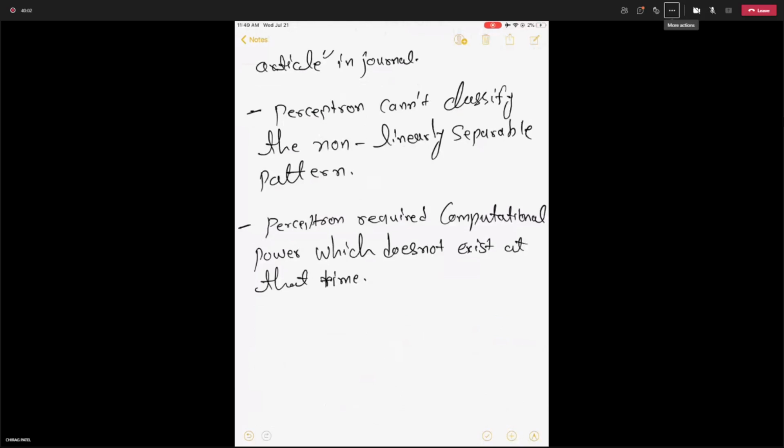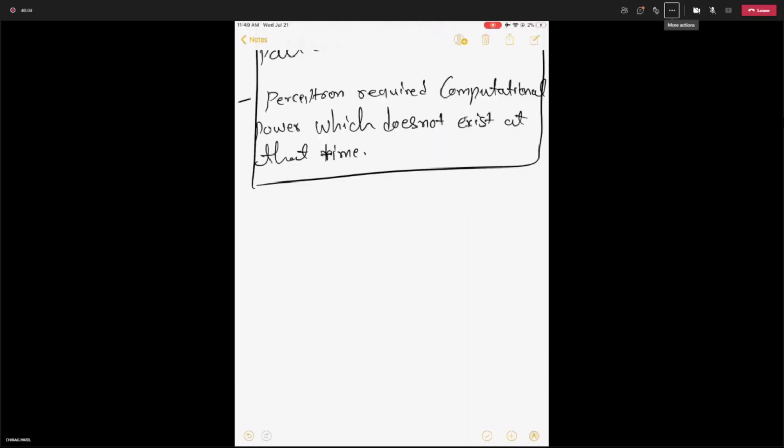Because of these two things, the neural network research, I mean artificial neural network, please consider that every time I will write it down as neural network.